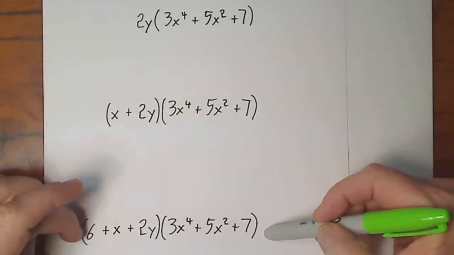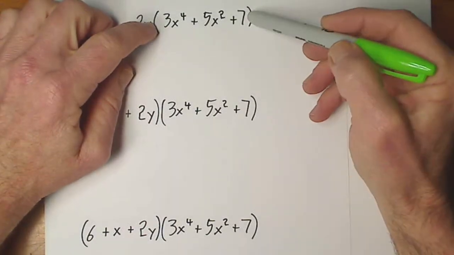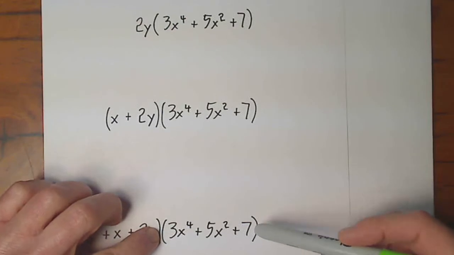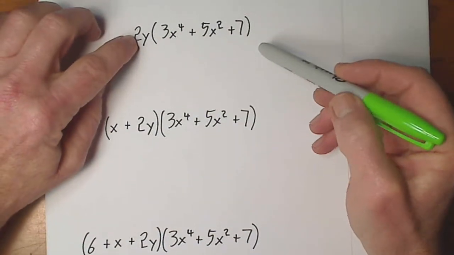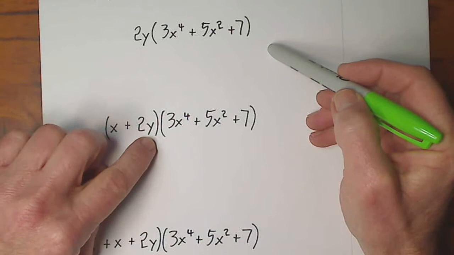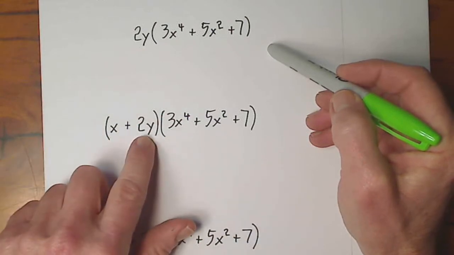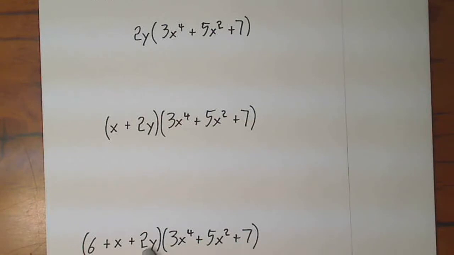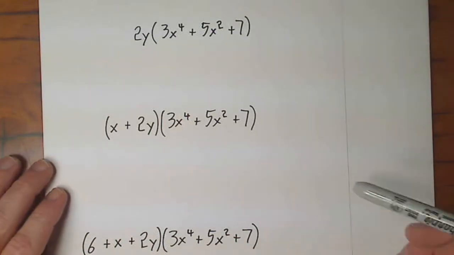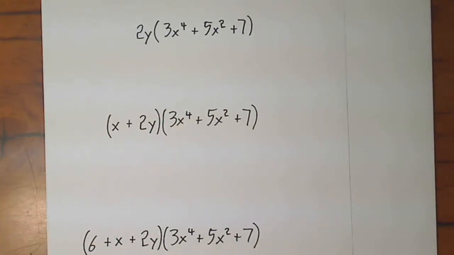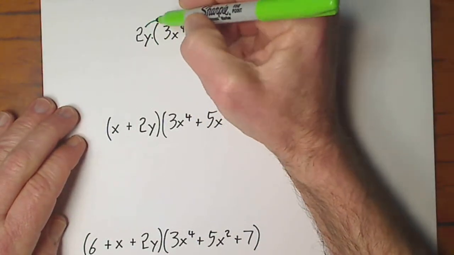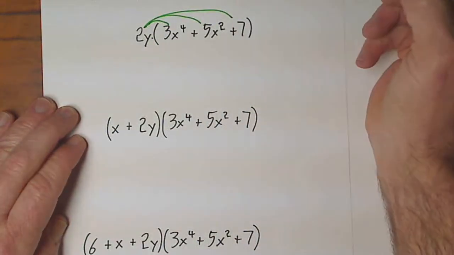All right, and notice each of these expressions has 3x to the fourth, 5x squared plus 7. Okay, so this set of parentheses is identical, and each of these is going to get multiplied by a 2y. All of this is going to get multiplied by a 2y, but also this. And then all of this is going to get multiplied by a 2y, but this and this. Okay, so it's just reading the shorthand. If you have something next to parentheses, it means to multiply. So this 2y is going to have to hit each term inside.